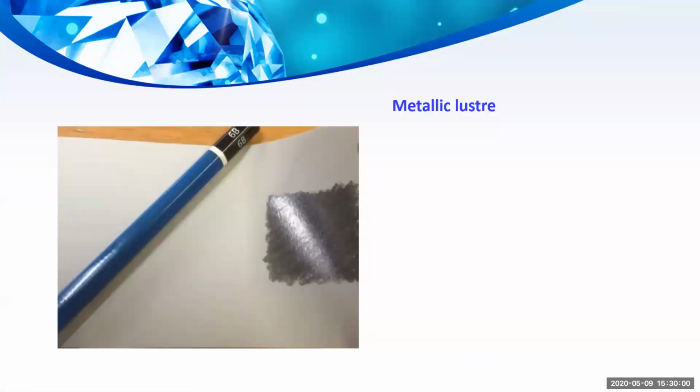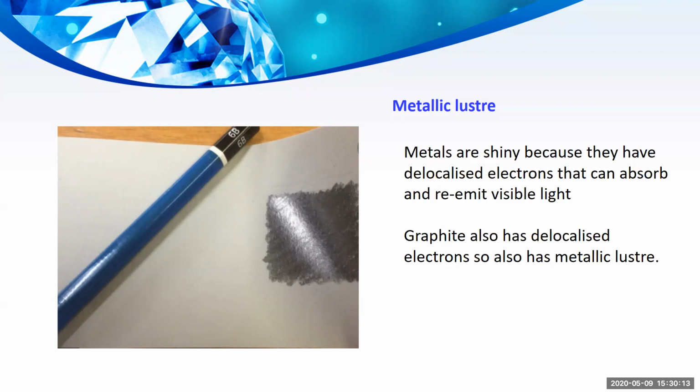It has a metallic luster. If you scribble your graphite onto a bit of paper, it's reflective in the same sort of way that a metal is reflective. It has a metallic luster. And you may remember that metals were shiny because they have delocalized electrons, and those electrons can absorb and re-emit visible light. Well, graphite also has delocalized electrons, and so those electrons can also absorb and re-emit visible light, and therefore graphite has a metallic luster in the same way that a metal does.